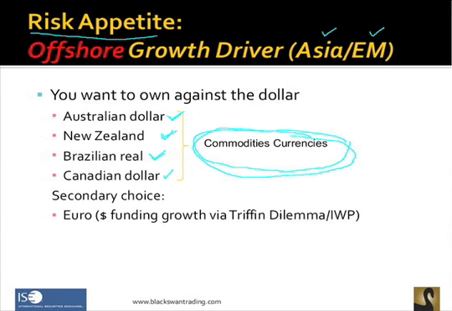The secondary choice in this environment, especially in the environment we're in, is the euro. Now, the euro, in terms of commodities, has nothing to do with that. But what's going on in terms of the cycle, the cyclical driver of this growth, is the choice of using the U.S. dollar as the implicit weak dollar. It's an implicit weak dollar policy.